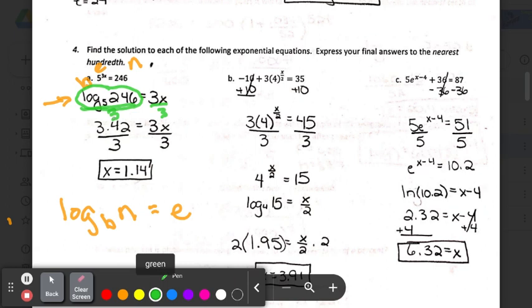For part B, your base is 4, exponent is x over 2, and 35 is your number. So you're going to use inverse operations to just get that base exponent equals number. When you go back to Algebra 1 and you're solving equations, you do add or subtract first. So they added 10 on both sides and then divided by 3. Now here you have base exponent equals number. So you put it in log form and then you multiply by 2.